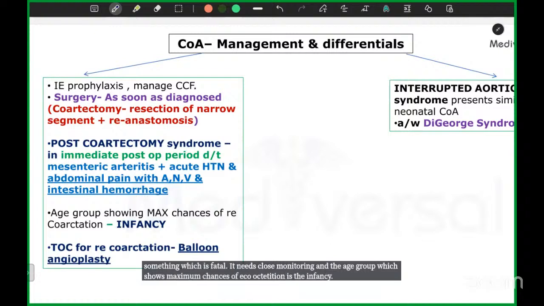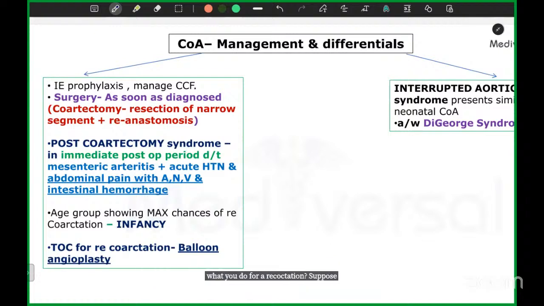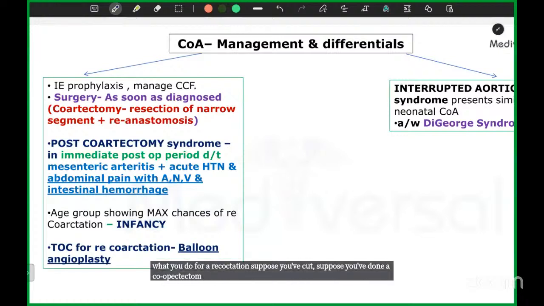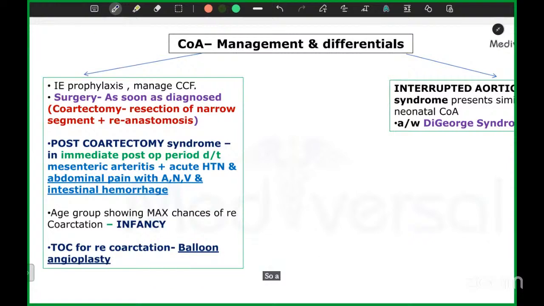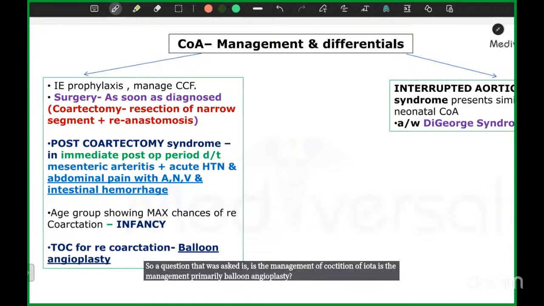What do you do for a recoarctation? Suppose you've done a coarctectomy, but this child now presents a few months later with a recoarctation. You now do a balloon angioplasty. So a question that was asked is, is the management of coarctation of aorta primarily balloon angioplasty? The answer is no. It's always a secondary procedure when recoarctation has happened.